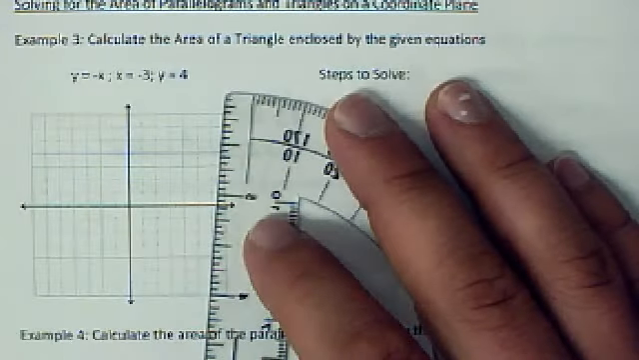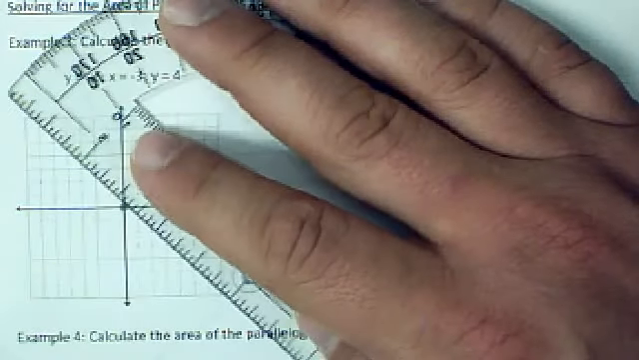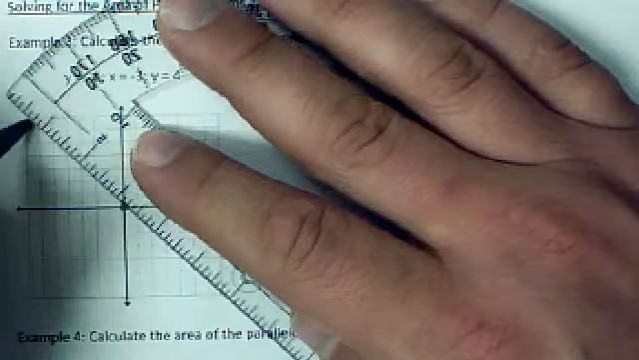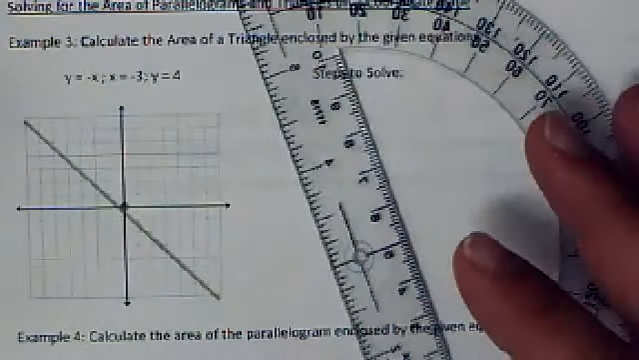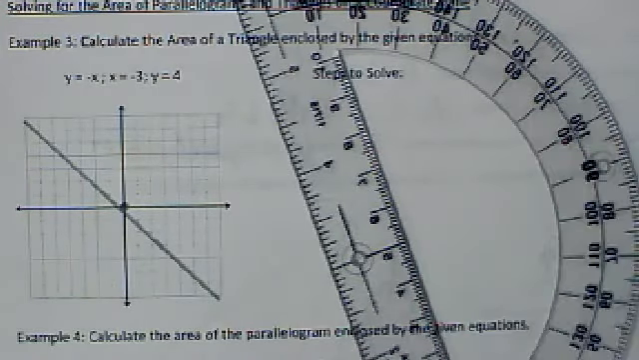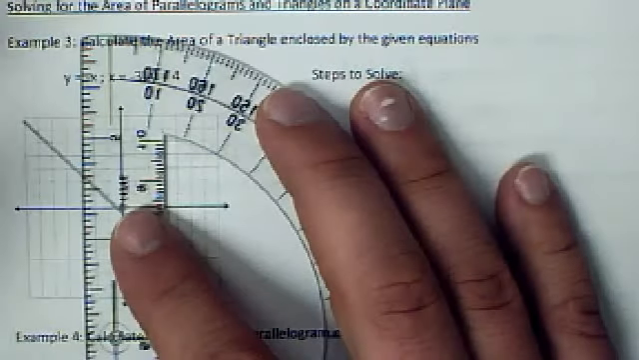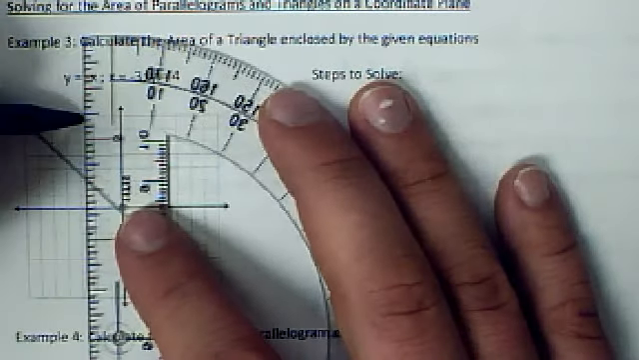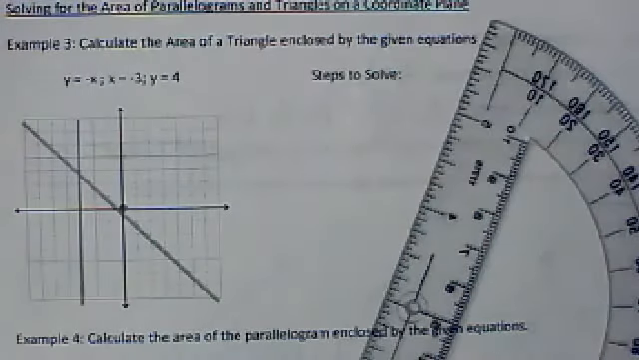So y equals negative x means that I have a y-intercept of 0 and I have a slope of negative 1. So I'm going to go ahead and graph that line. My next equation is x equals negative 3. Remember that x equals some numerical value. Those equations are going to create vertical lines, where x is always going to be negative 3. So I'm going to go to negative 3 here. The pencil is kind of thick, so I want to make sure I get right on that line. Okay, and I have x equals negative 3.